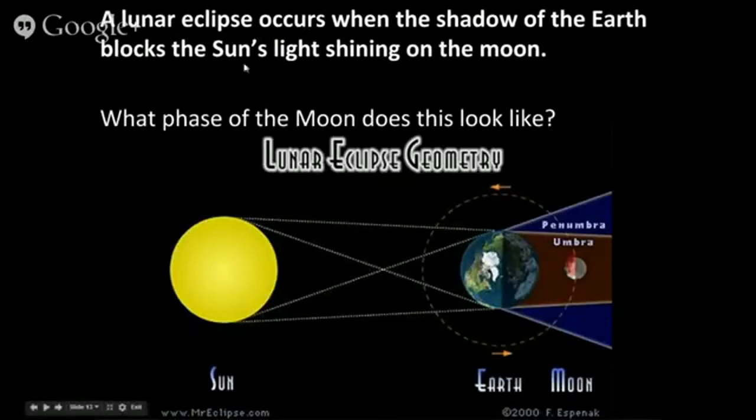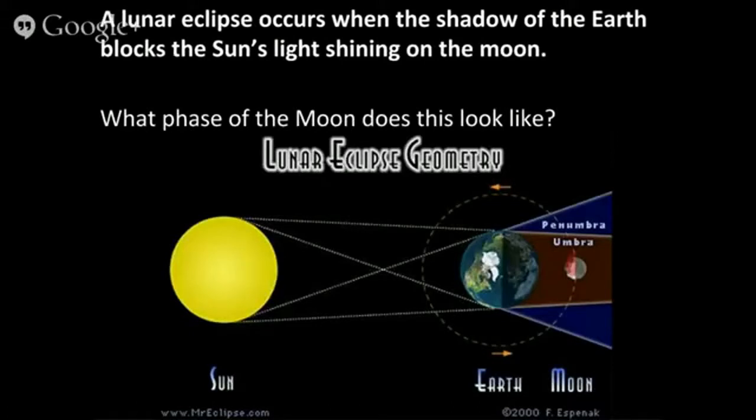So a lunar eclipse occurs when the shadow of the Earth, which is displayed right here, blocks the sun's light shining on the moon. As you know, the moon has a cycle around the Earth, and occasionally the moon will pass behind the Earth. So when the Earth is positioned in between the sun and the moon, we call that a lunar eclipse. Now, you should be able to notice what phase the moon is in right now. If you remember, the way we did this is we look at how it appears from Earth. So we draw a line from Earth to the moon. You should notice that the moon is in full moon phase.